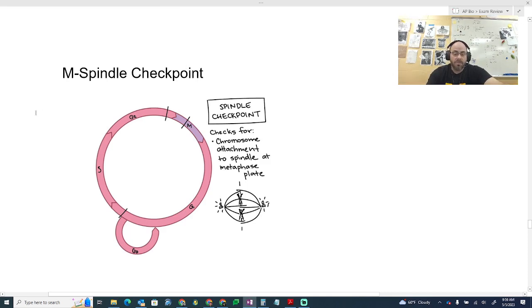Basically, is everything hooked up and ready to go so that when we separate, we're not going to have any problems, because you don't want that. And that is those three checkpoints. They help to regulate the cell cycle.